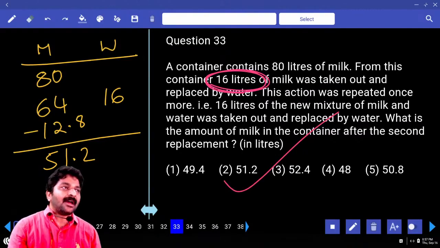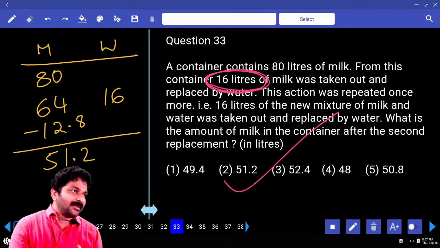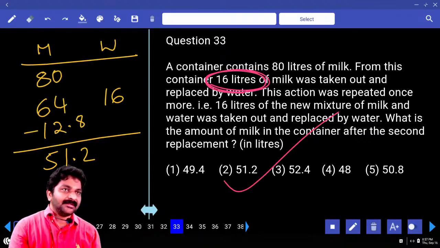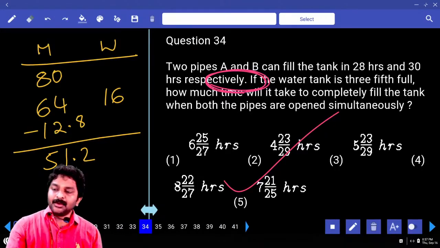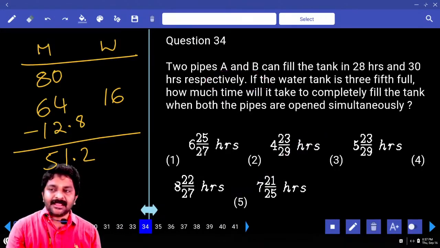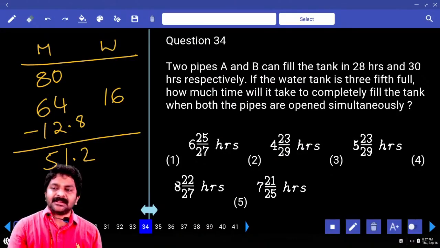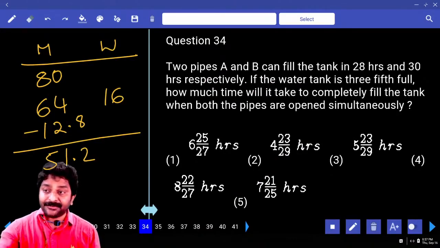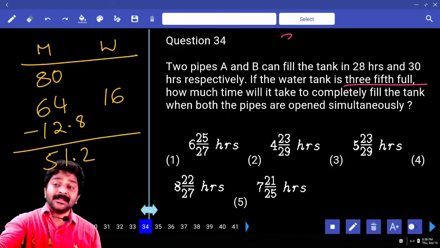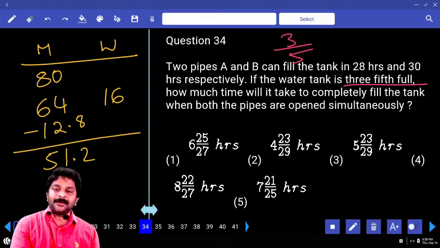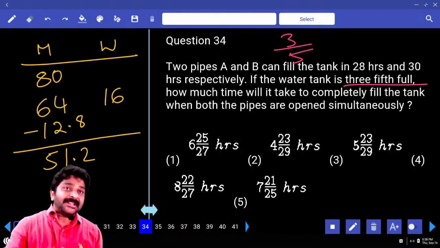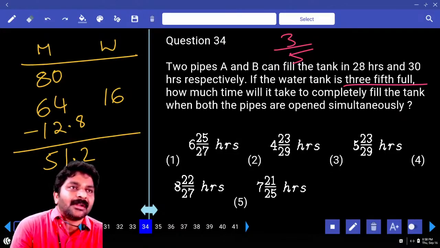Because your question is not about water, I am not going to consider water in the second replacement. Have you understood? Two pipes A and B can fill a tank in 28 and 30 hours respectively. If the water tank is 3/5 full, what fractional part? Already it is 3/5 full. If you want to empty the tank, how much quantity should be taken out now?